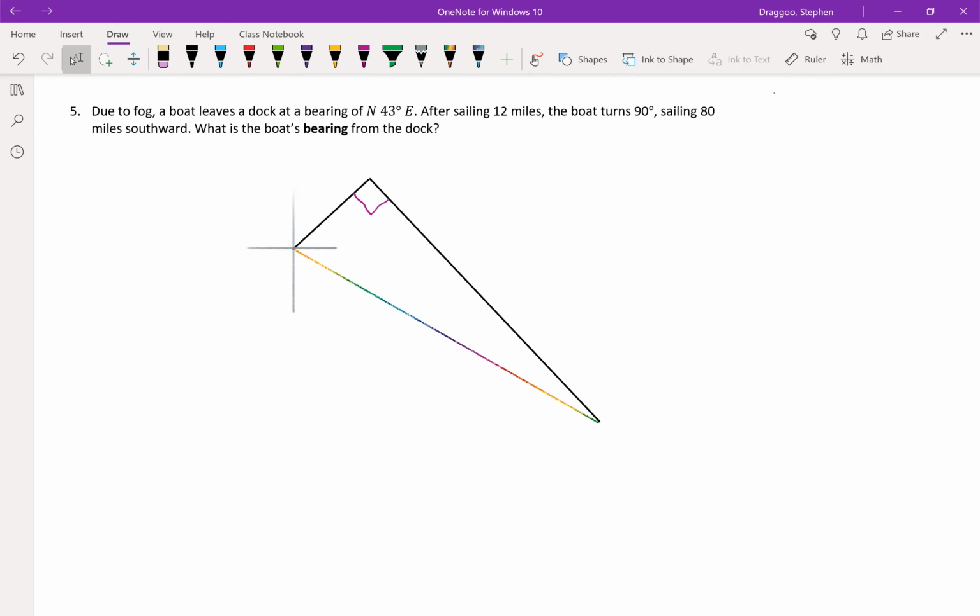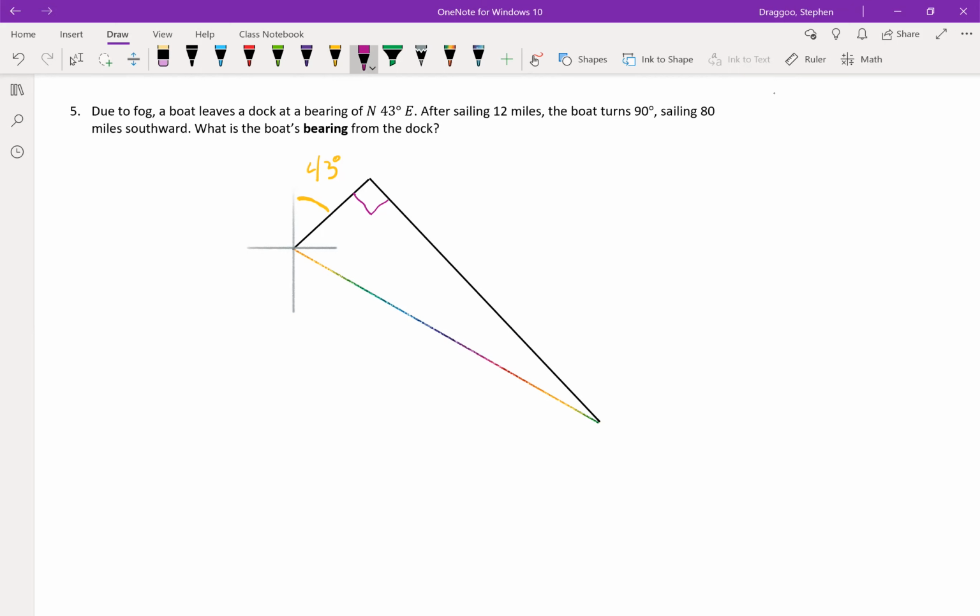Okay, problem 5. Due to a fog, a boat is going to leave the dock at a bearing of 43 degrees east of north. It'll sail for 12 miles. Then the boat turns 90 degrees, sailing 80 miles southward. What is the boat's bearing from the dock? So, a bit to unpack here. Suppose we'll start from the beginning, where I know that this angle should be 43 degrees, since that's my bearing. 43 degrees east of north, shown here in orange.